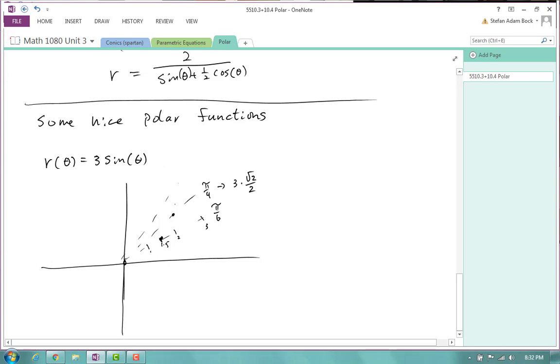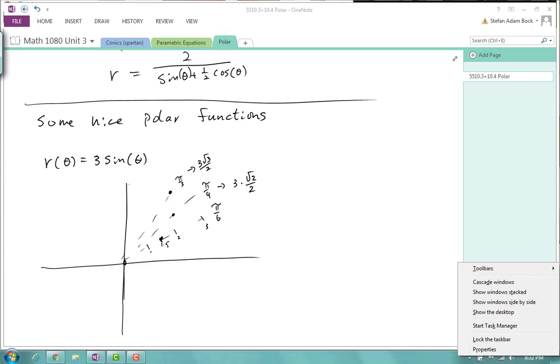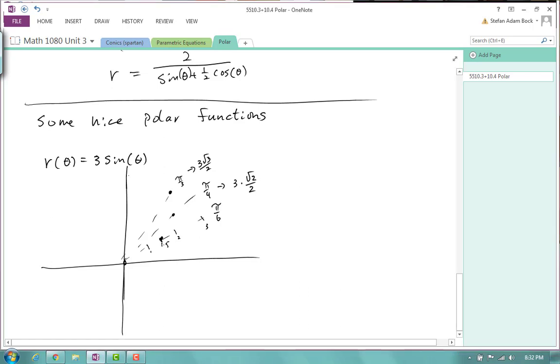And if I plug in pi over 3, well, 3 times sine of pi over 3 would be 3 times the square root of 3 divided by 2. The square root of 3 is about 1.7, and so 3 of those is about 5. So we get 2.5. But then when I plug in pi over 2, I actually end up getting 3.